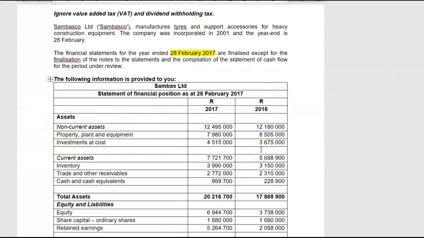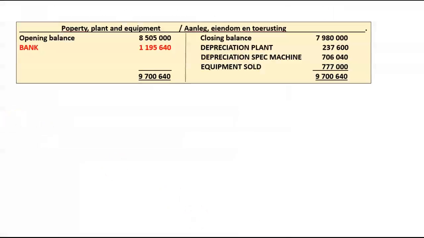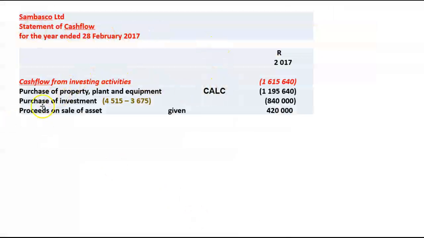So once you've written your headings for your cash flow, and you're only going to do investing activities, you can see that there was an increase in investments. So put that down before you forget that. And in your statement of cash flow, you will have purchase of investments, 840,000. Then you've parked it, you have your half a mark, and now you can carry on to the more complicated stuff.